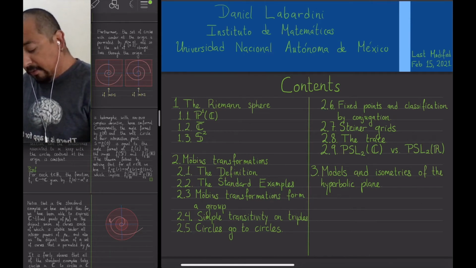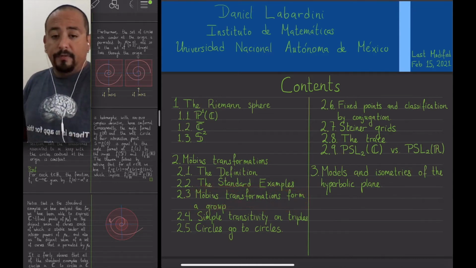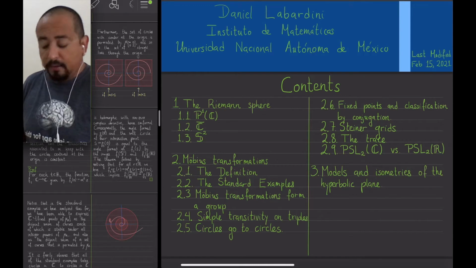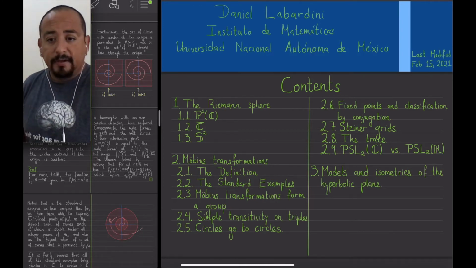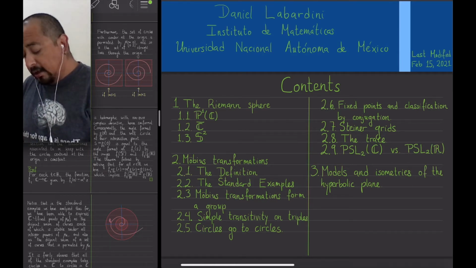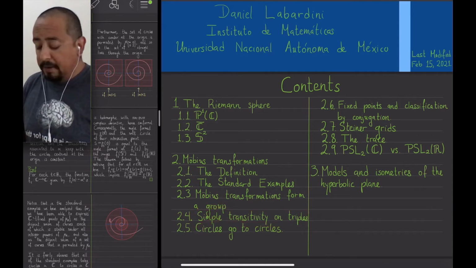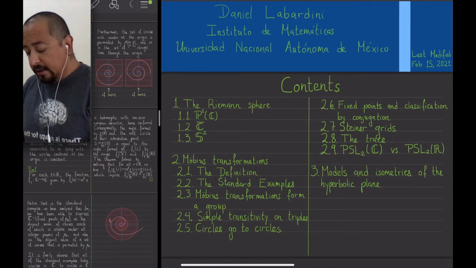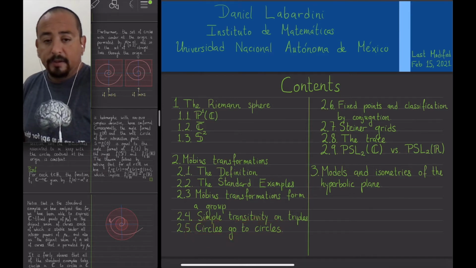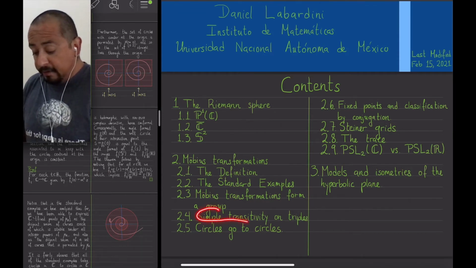But for today we are going to say some words about the group structure of Möbius transformations, of which we already said some things. We are going to say a few more things. We are going to establish the famous simple transitivity on triples of distinct points of C bar. And finally, we are going to see that any Möbius transformation sends circles in C bar to circles in C bar. A fact that, by the way, does not quite follow from the simple transitivity.